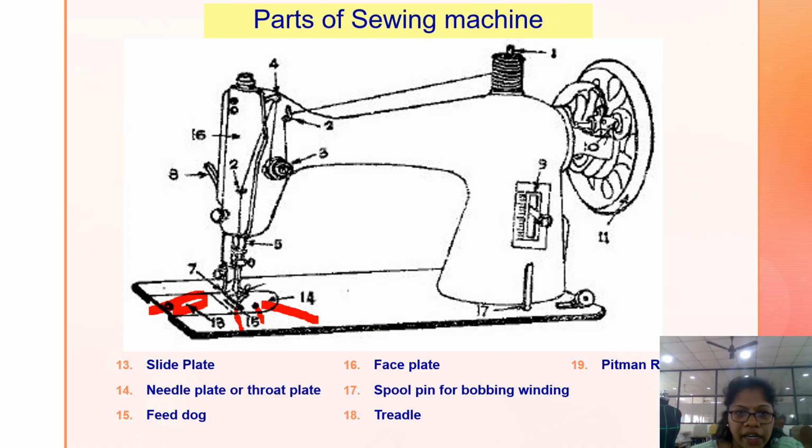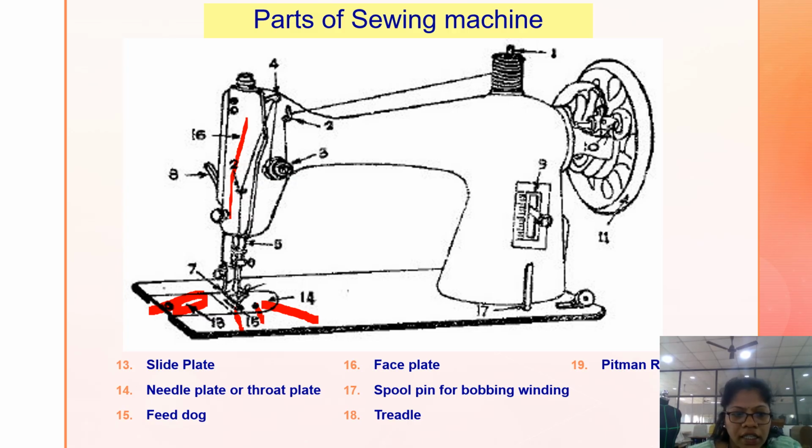Next one is the face plate. That means the face of the machine is covered with this plate. It is removed to oil the different parts of the machine, like the needle bar, pressure bar, and thread take up bar, and any other joints can be oiled by removing this plate.